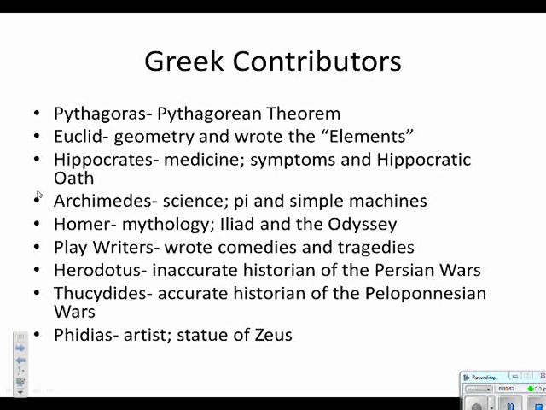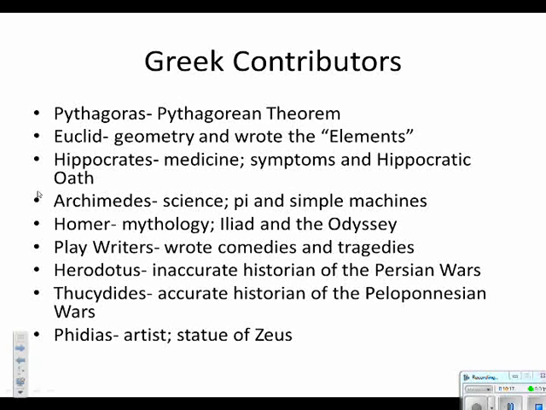Hippocrates was a doctor, a medicine person. He came up with the idea of symptoms to find out when people are sick, and the Hippocratic Oath, an oath that doctors to this day still take to show that they are looking out for the best interests of the patient. Archimedes was a scientist who came up with the value of pi and also created simple machines like pulleys and levers. We talked about Homer already.